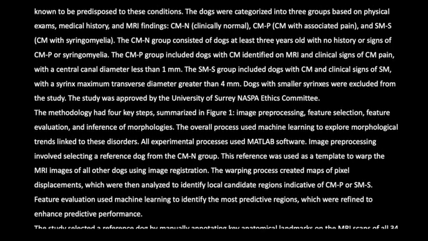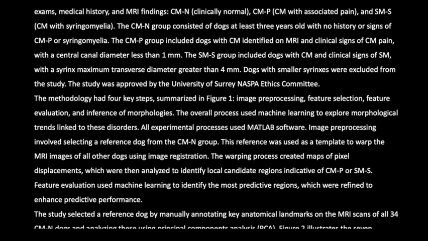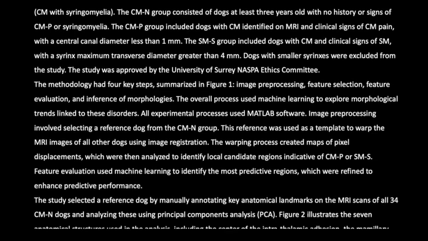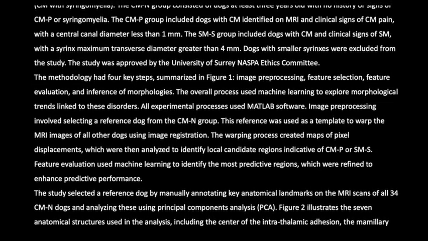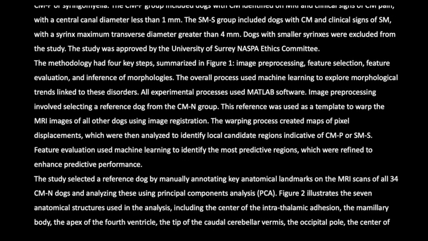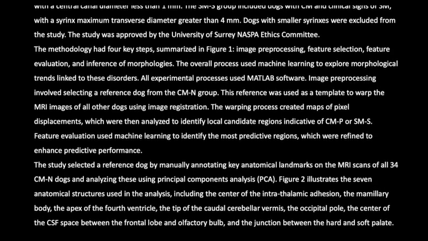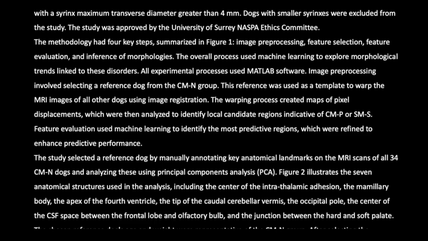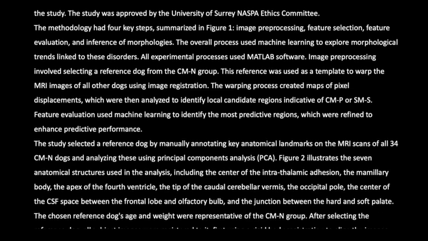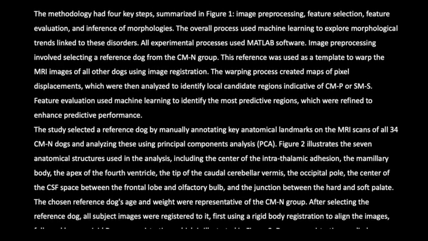The methodology had 4 key steps, summarized in Figure 1: image preprocessing, feature selection, feature evaluation, and inference of morphologies. The overall process used machine learning to explore morphological trends linked to these disorders. All experimental processes used MATLAB software. Image preprocessing involved selecting a reference dog from the CMN group. This reference was used as a template to warp the MRI images of all other dogs using image registration. The warping process created maps of pixel displacements, which were then analyzed to identify local candidate regions indicative of CMP or SMS. Feature evaluation used machine learning to identify the most predictive regions, which were refined to enhance predictive performance.